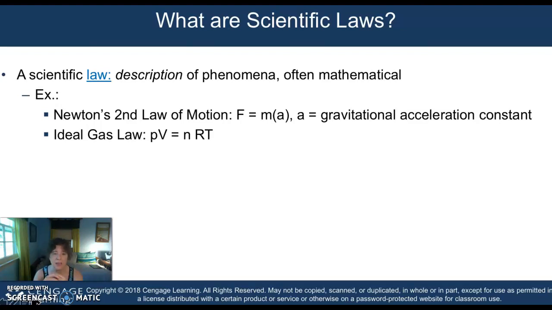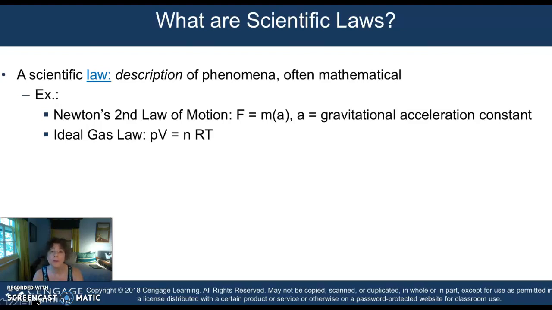Some examples include Newton's second law of motion, F equals ma. You know that from high school. Force equals mass times acceleration. And here, the a, like I said there, is the gravitational acceleration constant. All right? That's a mathematical description of an apple falling from a tree to the ground and landing right next to Newton. He could describe that mathematically.